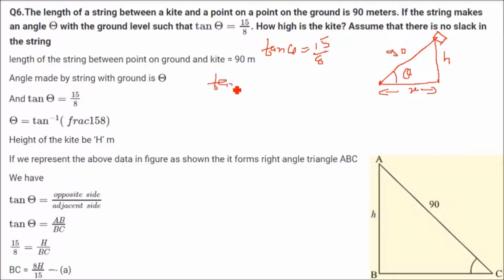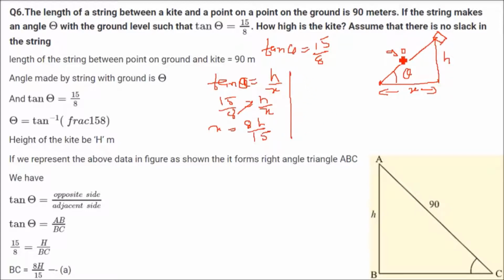So tan theta is perpendicular by base. Perpendicular is h, base is x, so h by x. Tan theta is 15 by 8. It is h by x. What is x? I'm taking 8 by 15, so it will be 8h by 15. This is the first sequence.